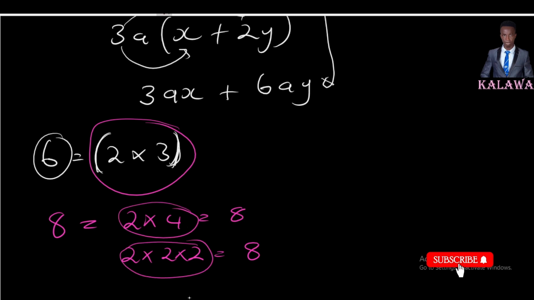So in factorization, they only need this. They know that if you multiply these 2 terms or these 2 numbers, they can give you 8. So they want it in this form. So get this in your mind. So this is the common factor.